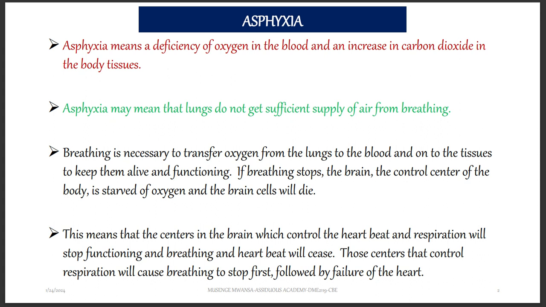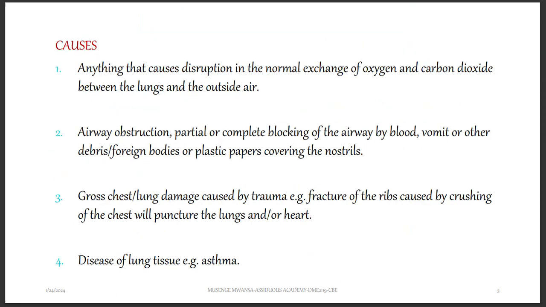When oxygen is not supplied to the brain, the brain cells die. When the brain cells die, there's not going to be any control on respiration or breathing. So when there's no control on respiration, you're not receiving enough oxygen more and more, and that will cause failure of the heart. Okay. What are the causes of asphyxia?